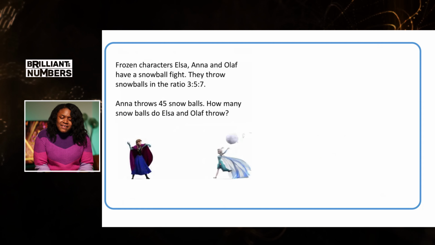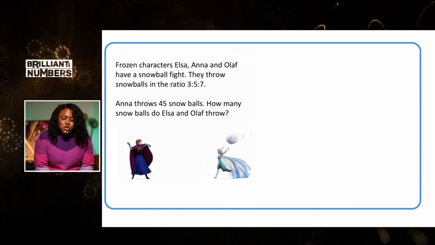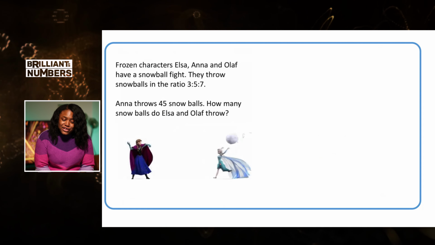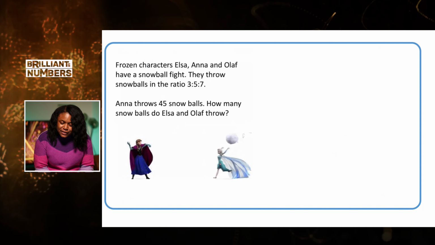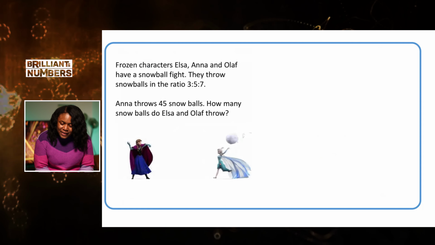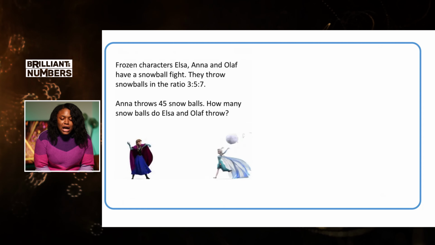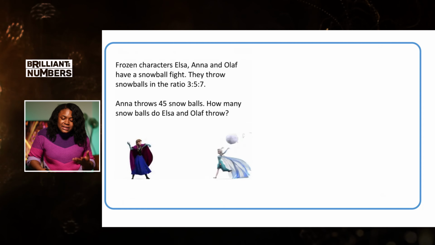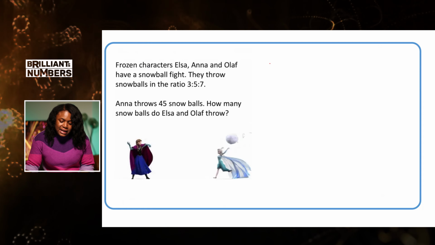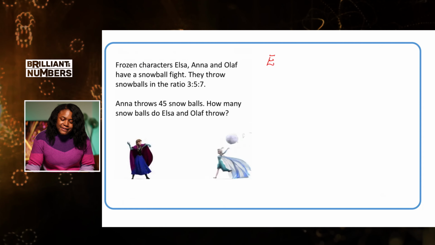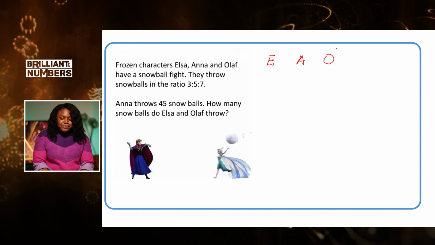So Frozen characters Elsa, Anna and Olaf have a snowball fight. They throw snowballs in the ratio 3 to 5 to 7. Anna throws 45 snowballs. How many snowballs do Elsa and Olaf throw? So we're going to write the numbers out of the words. So let's write the characters here. We've got Elsa, so I'll just put E for Elsa, A for Anna, and O for Olaf.